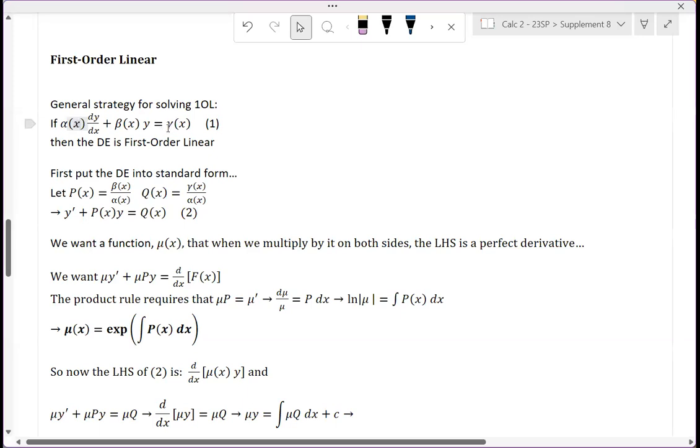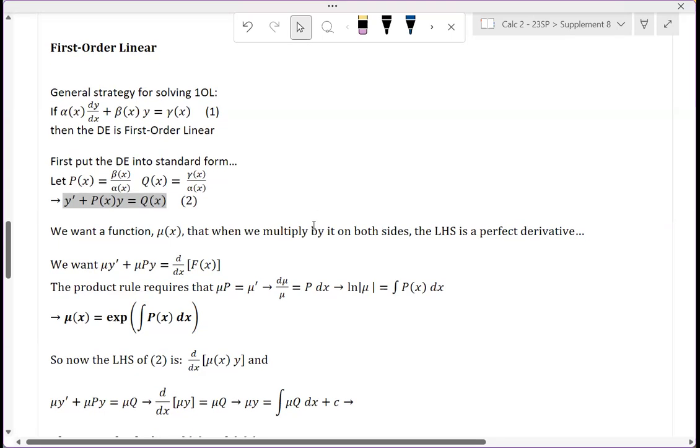This symbol on the right here is a gamma, the Greek letter G. So it looks a little bit close to a y, but we won't be using it for very long. If we put the differential equation into standard form by dividing through by the alpha to get our y prime by itself, we could set p of x to be beta over alpha and q to be gamma over alpha, and we get our standard form of the first order linear equation: y prime plus p of x y equals q of x.